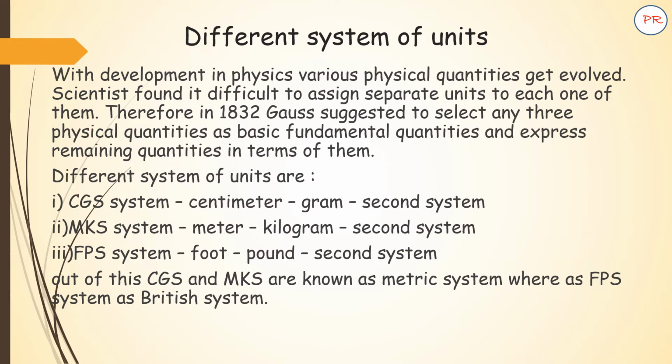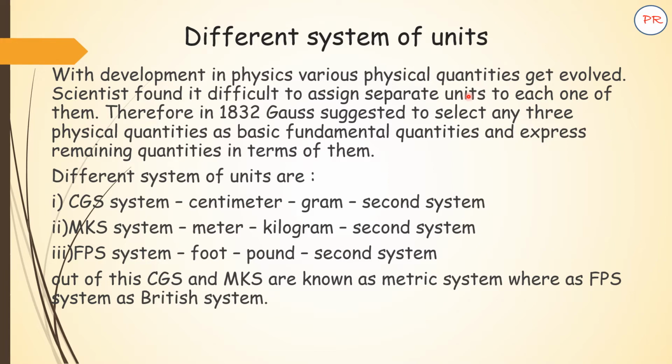Now we are going to discuss different systems of units. First, let us understand how these systems of units have arrived. See, with development in physics, various physical quantities evolved. Initially only mechanics was there. That means scientists used to study motion and various aspects of motion, so only a few quantities like distance, speed, etc. were there. But later on there was a development in branches like current, electricity.